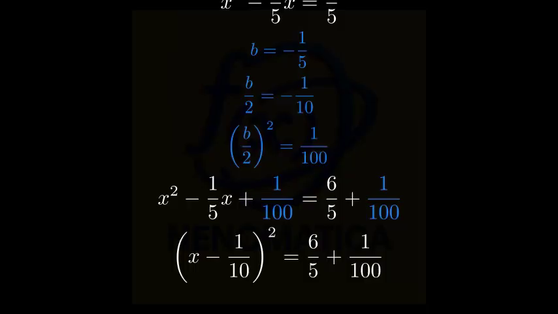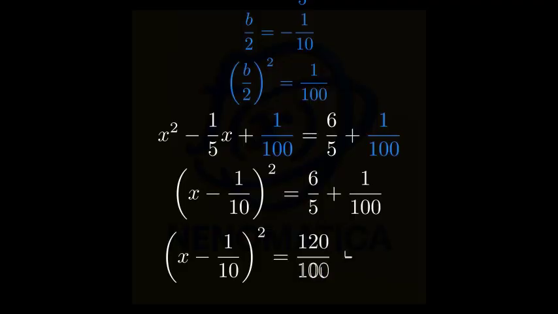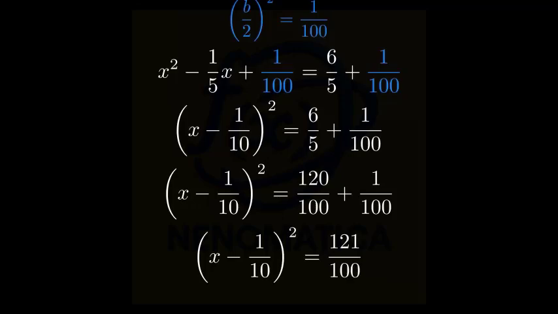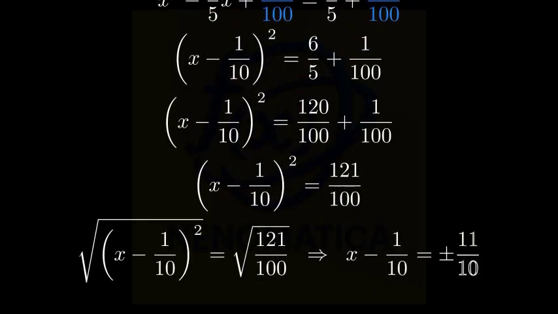Step 5. Now simplify the right side using a common denominator of 100. 6 over 5 equals 120 over 100. Adding 1 more over 100 gives 121 over 100. Step 6. Take the square root of both sides. We get x minus 1/10 equals plus or minus 11 over 10.